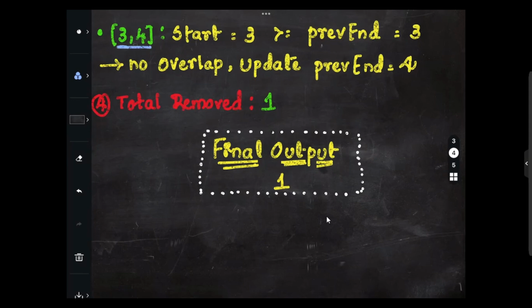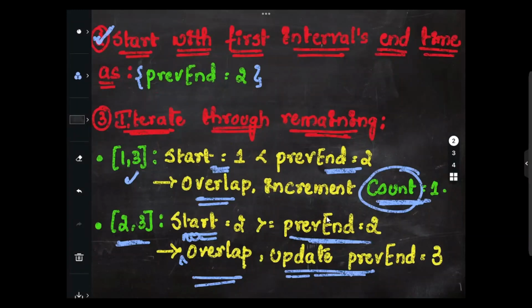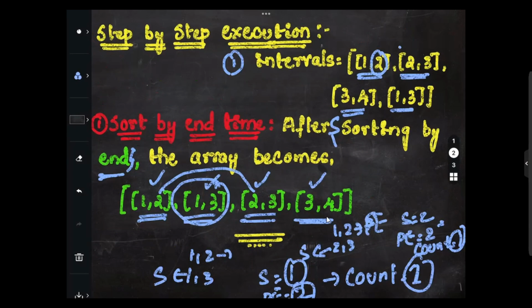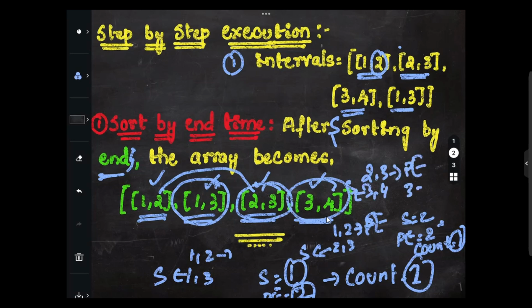This is fine. So let's move on with the final one here, 3 comma 4. Start is 3 and previous end is also 3. Now 1 comma 2 and 2 comma 3 we considered, we didn't remove anything, right? So the count will stay the same. We are going with this one, 2 comma 3 and 3 comma 4. Start is 3 and previous end is also 3. 3 equals 3 in this case, right?